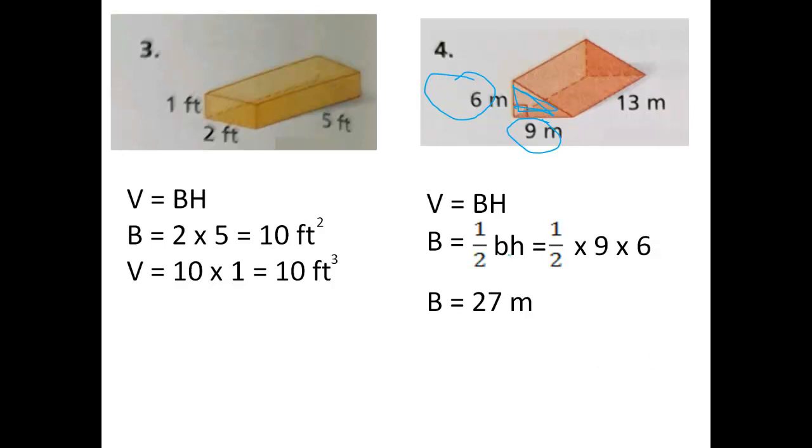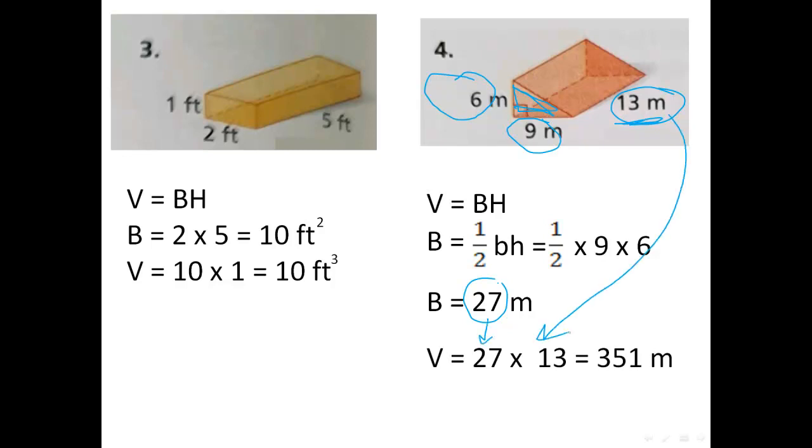Okay, and then we will take this base and multiply it with this height, so we will have the volume. Volume will equal 27 multiplies 13. 13 is the height, 27 is the area. So 27 multiplied by 13 will be 351. What is the unit here and what is the unit here? The unit here is squared and here cubed.